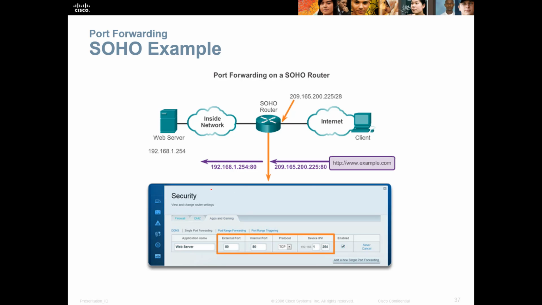So here we have a web interface for, I'm going to assume, a Linksys router. And so it's basically going to say anything coming in from the internet to our router on port 80, send directly to my internal address. That's why we have an external port, an internal port, and where we want to send it to. So anything coming in on this port, translate it to that port and send it directly to that location.